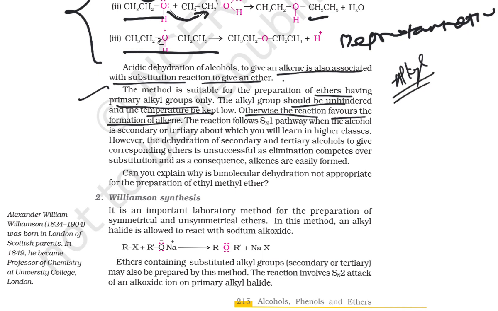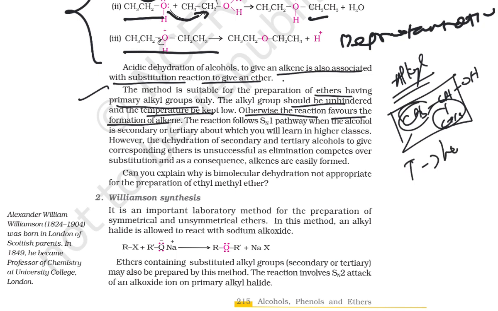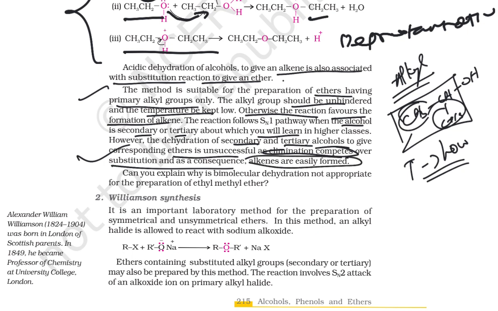For example, this is CH3 CH3 with OH. This alkyl group is hindered because it has two alkyl groups, so we should keep the temperature low. The reaction follows the SN1 pathway when the alcohol is secondary or tertiary, which you learn in higher classes. However, dehydration of secondary and tertiary alcohols to give the corresponding ether is unsuccessful. Elimination competes over substitution, so it easily forms the alkene.